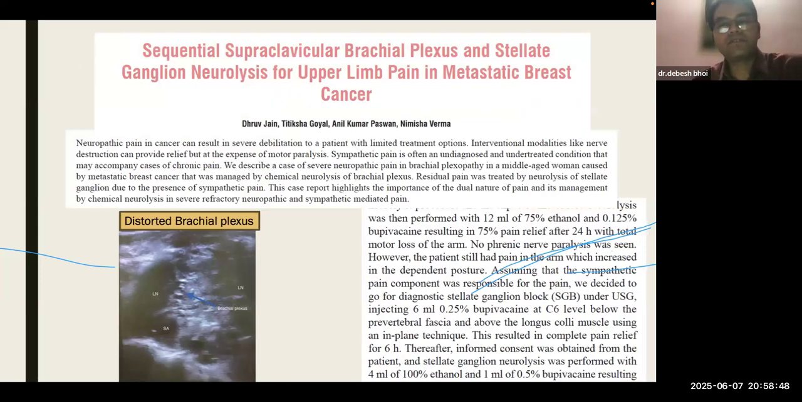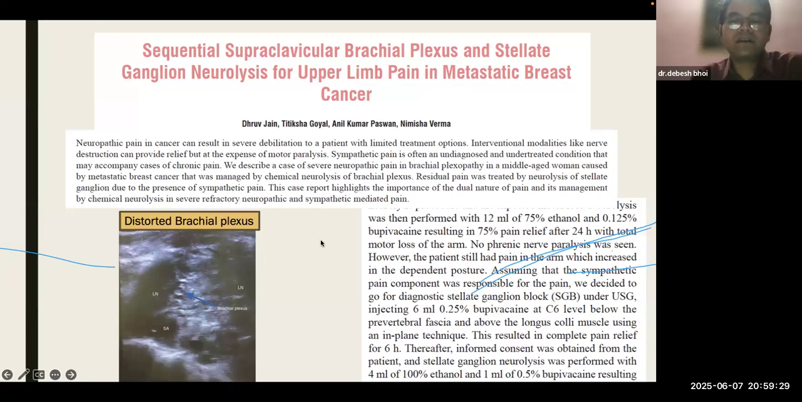Another thing: this is a PRF treatment, but is there any possibility of neurolysis of the brachial plexus? Yes, there are certain reports, mostly in terminally ill patients or in cancer palliative care. This is a report from WHO: sequential supraclavicular brachial plexus and ganglion neurolysis for upper limb pain in metastatic breast cancer. The pain was severe, with a lymph node engulfing the brachial plexus and distorting it. In spite of all treatment modalities offered, the patient still had severe pain.